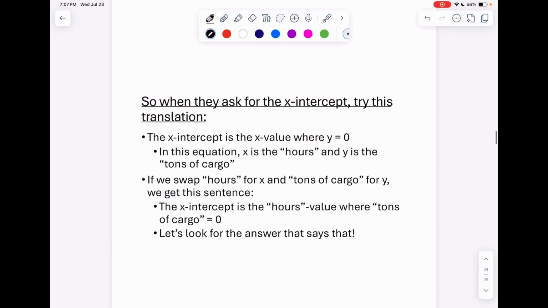So again, when they ask for the x-intercept in that last problem, the x-intercept is the x value where y is 0. In the problem we just looked at, in that equation, x is the hour and y is the tons of cargo. You can even take the sentence we just looked at and swap out x for hours and y for tons of cargo, and we get this sentence: the x-intercept is the hours value where the tons of cargo is 0.